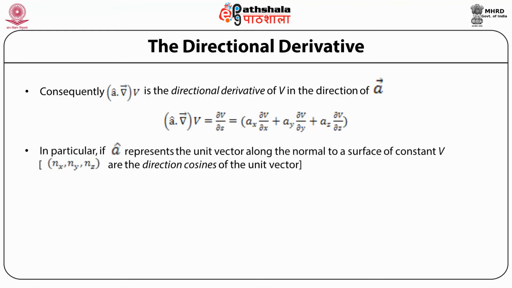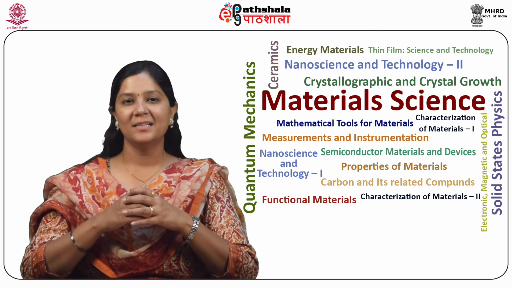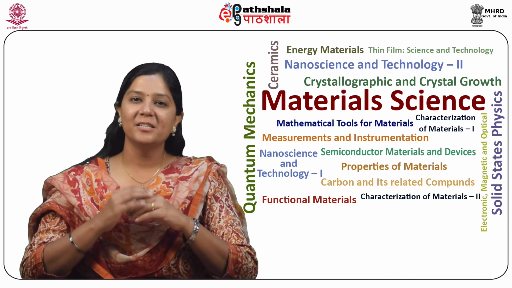In particular, if a cap represents the unit vector along the normal to the surface of constant v, then nx, ny, nz are the direction cosines of the unit vector. So, n cap dot del into v is equal to del v by del n, which is equal to nx del v by del x plus ny del v by del y plus nz del v by del z, the normal derivative of v. Though the two expressions look alike, they may be interpreted differently. Now students, let us study the divergence, curl and the Laplacian operators.